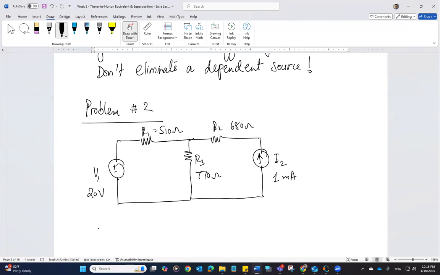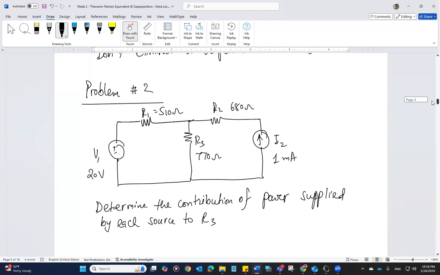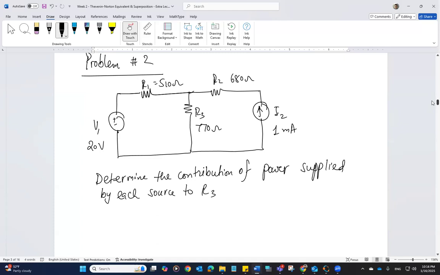And let's calculate. Determine the contribution of power supplied by each source to R3. So we want to see the power supplied to R3 by V1 and I2. What is the breakdown of that power? How much power is supplied by V1 and how much power is supplied by I2?